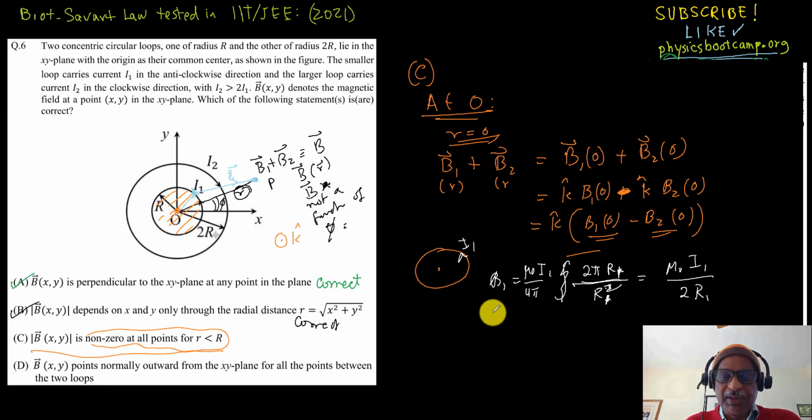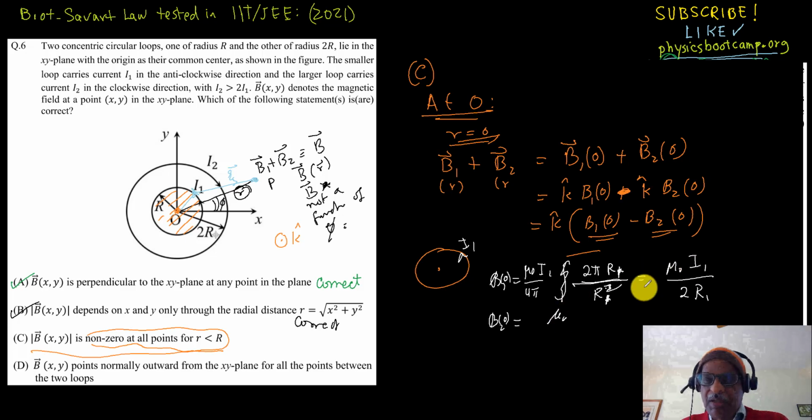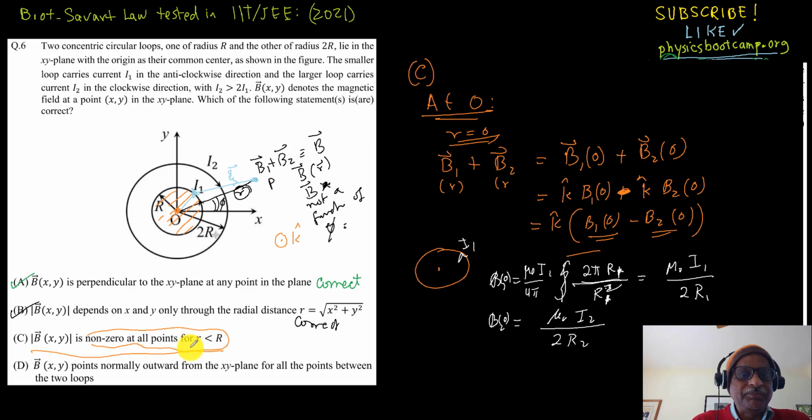So now to get B2, B1 at 0 and B2 at 0, this just turns out to be mu naught I2 over 2 R2. So it is saying that I2 is greater than or equal to 2 I1, right?